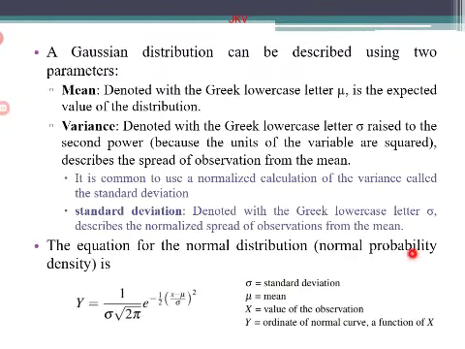Now the equation for normal distribution is, you will have to just look into this particular equation. The normal probability density is y equals 1 by sigma root of 2 pi into e raised to minus 1 by 2 into the whole of x minus mu divided by sigma, the whole squared, where sigma is the standard deviation, mu is the mean, x is the value of observation and y is the ordinate of the normal curve as a function of x.